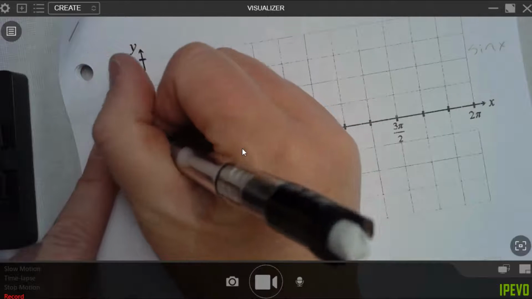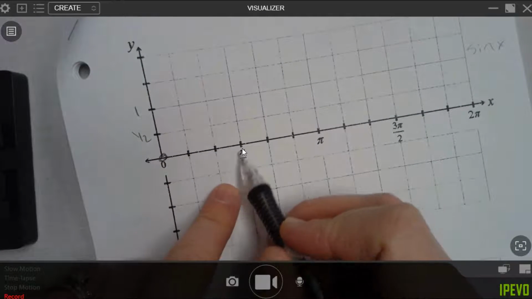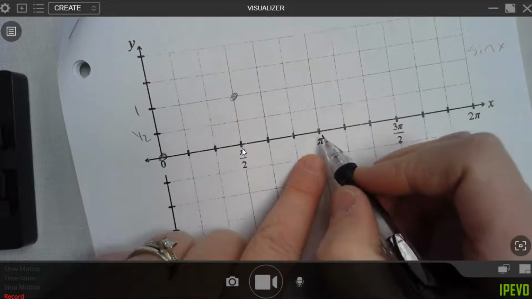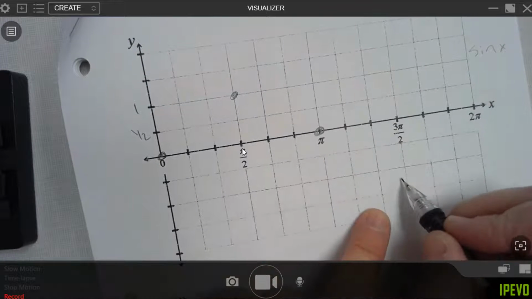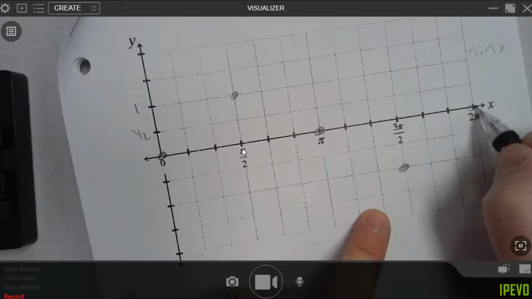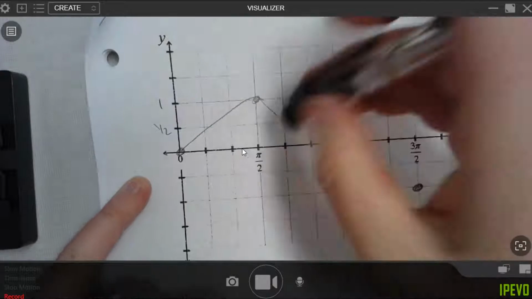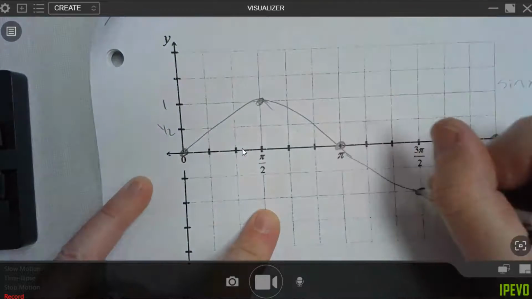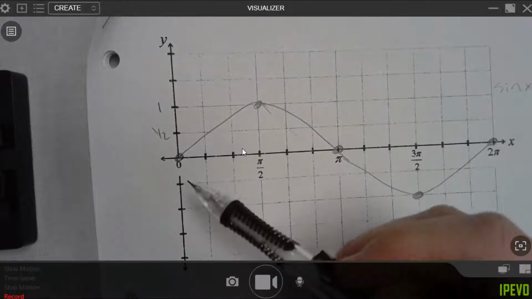I'll make these go by half just so it looks bigger. And then your sine value at 90 degrees is 1. And then at pi is 0. At 3 pi over 2, your y value is -1, and then 0. And we connected these dots. This shape here is always your shape of your sine curve because sine of 0 is always 0.